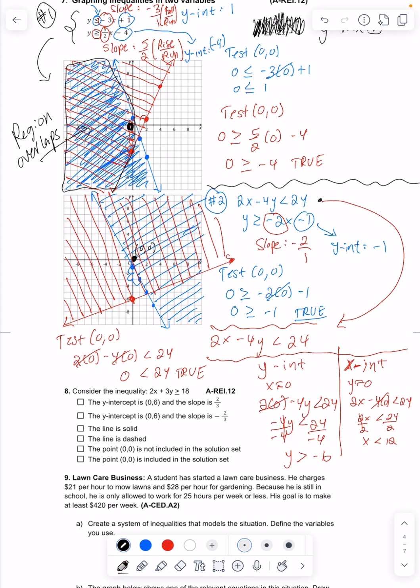Again, now we're looking for the region that overlaps both of the colors, and that would be this whole region right here. So this region right here, all of these, the region overlaps. So that means that these are all the solutions.